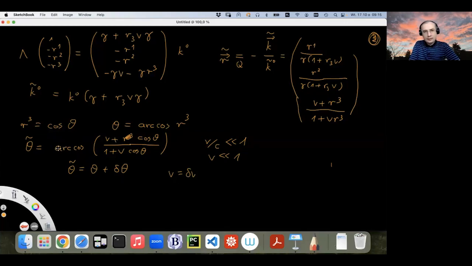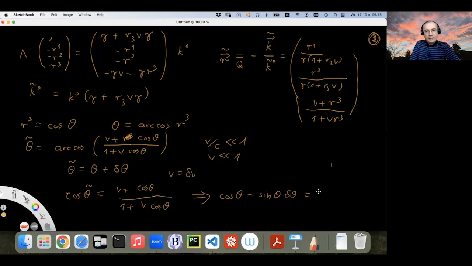And now let's write this again as cosine theta tilde equal to v plus cosine theta over 1 plus v cosine theta. We can linearize this with respect to theta and v. And what we get on the left-hand side is, so we write this as theta plus d theta, so we get this term plus the linear perturbation. And this is supposed to be equal. Again, we look at the linear perturbations. This is delta v.